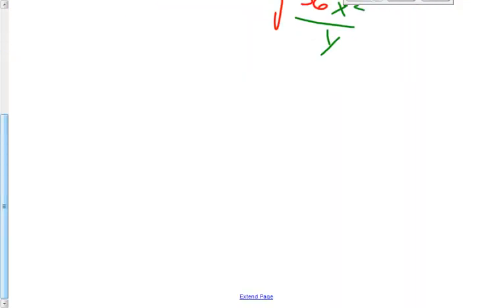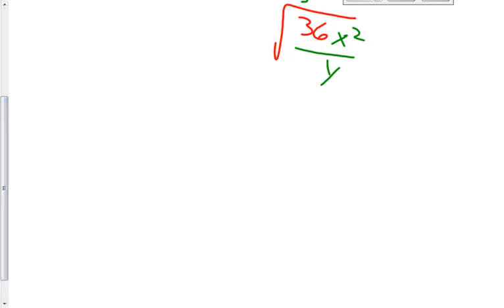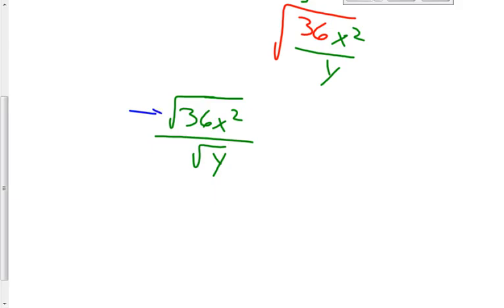So now I'm going to make this into two different square roots again. The square root of 36x squared in the numerator and the square root of y in the denominator. Maybe as you were doing this by yourself, you understood that you could simplify this. The square root of 36 is 6. The square root of x squared is x. So you could bring a 6x out and you still have the square root of y in the denominator.